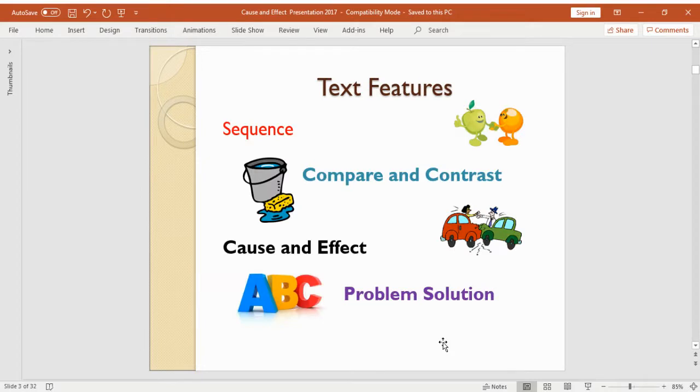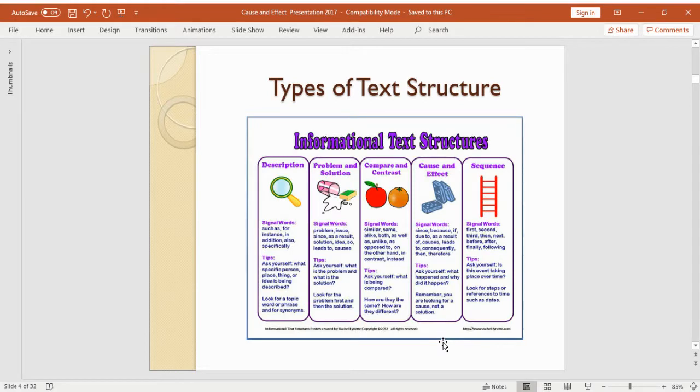So let's get started. First of all, there are many types of text features that are embedded in fiction and nonfiction passages. One is sequencing, compare and contrast, cause and effect, problem solution, and there's one I didn't display, which is describing. When we have text features, there are words that help us to know or signal what is going to happen. These signal words can be found embedded in your text.